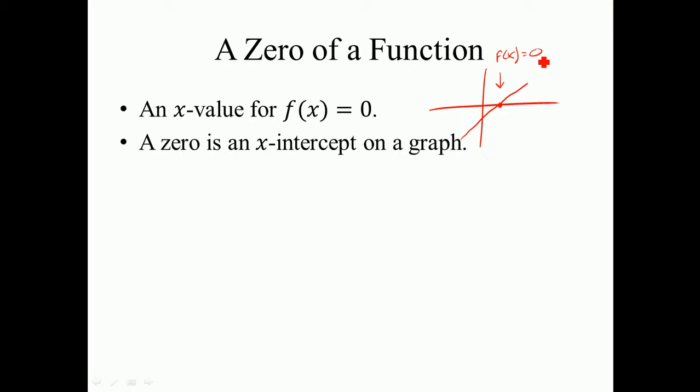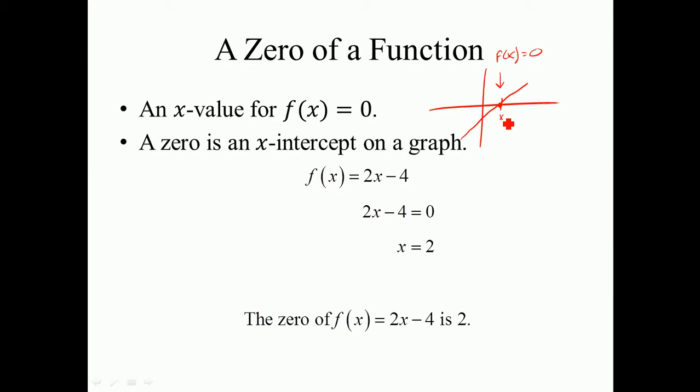So really you're trying to find out what value of x would make f of x equal 0. Say, for example, we have a function f of x equals 2x minus 4. If you're trying to find the 0 of this function, all you do is set that function equal to 0 and solve for x. So if I solve this for x, I get that x is equal to 2. So what that means is that 2 is a 0 of that function.